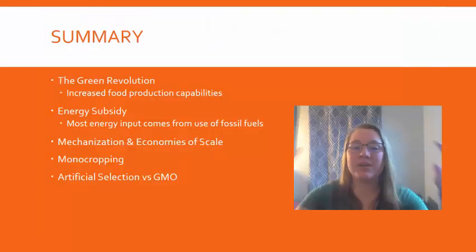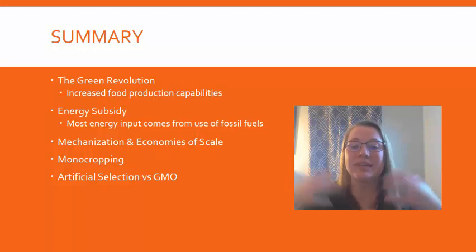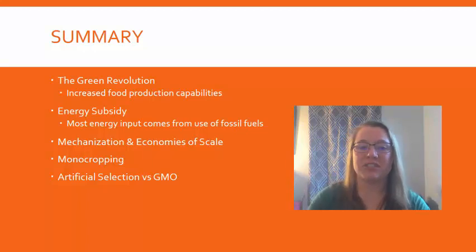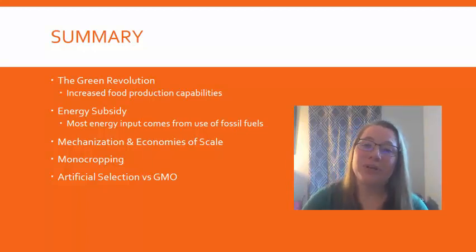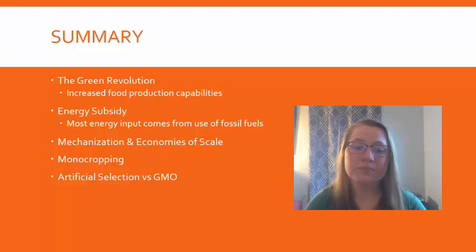Now, in summary, the Green Revolution really increased food production capabilities, which is allowing us to feed an ever-growing human population. We also talked a little bit about the idea of an energy subsidy, and most of the energy input is coming from the use of fossil fuels. We also talked a little about the mechanization of agriculture and that economy of scale, which really helps to make agriculture profitable. And some of the ways that agriculture has become so profitable is because of processes such as monocropping, artificial selection, and genetically modified foods.